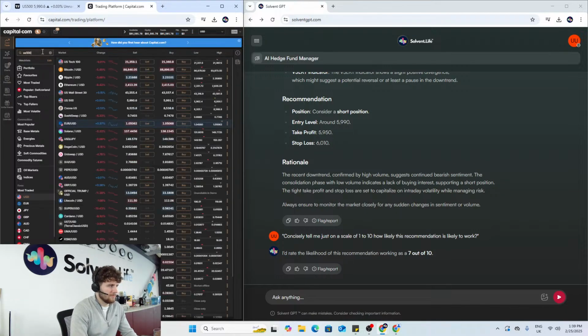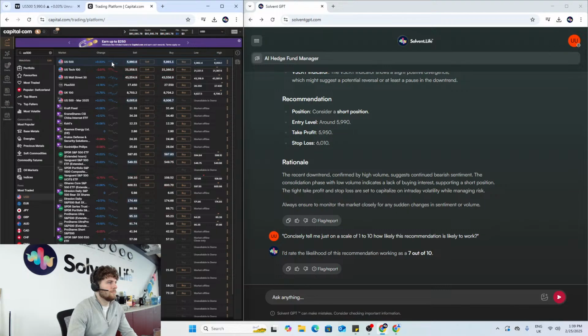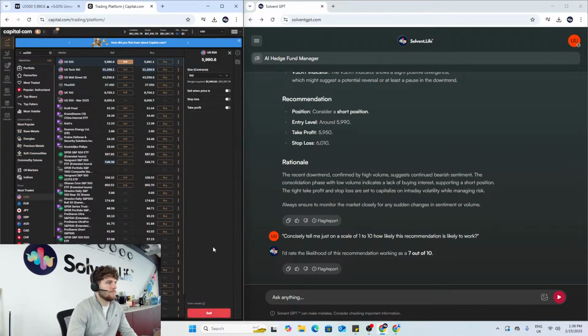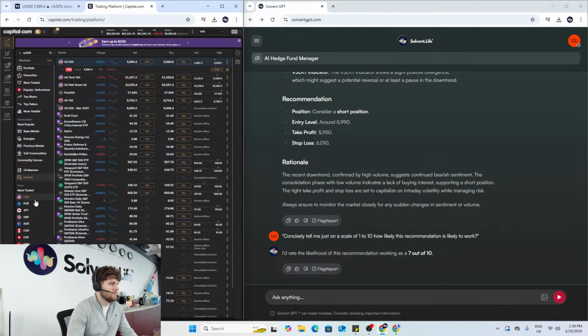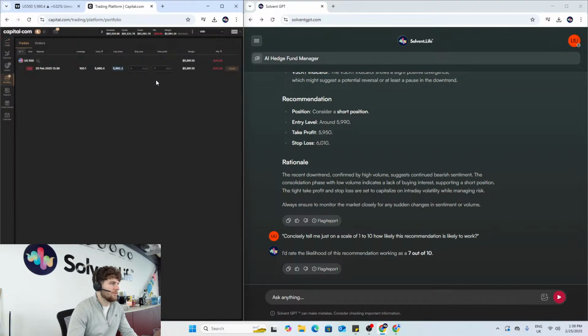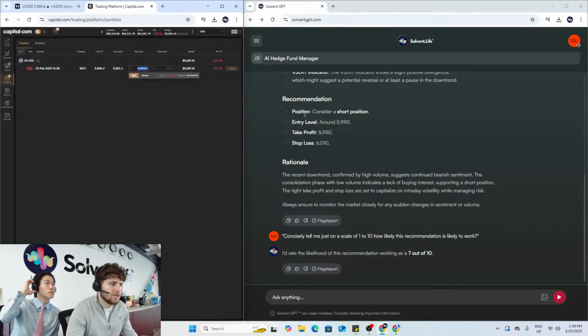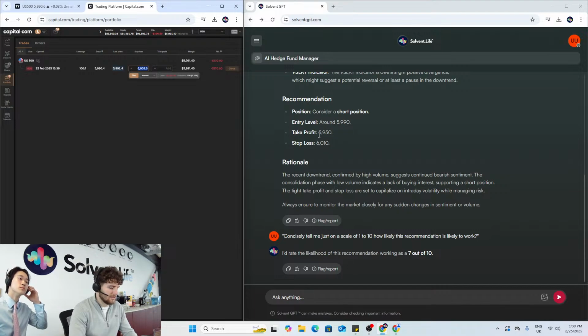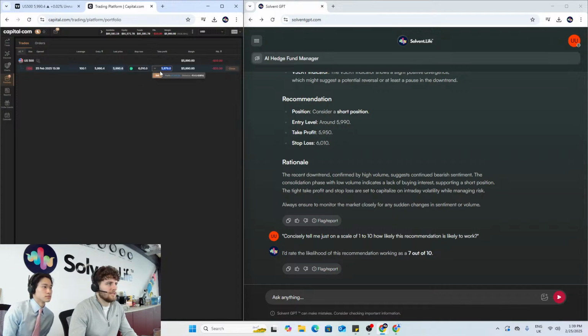So yes, US 500. Fantastic. So we're just going to open that trade up. We'll just adjust our stop loss, so that needs to be 6010. And we need to set our take profit to 5950. Fantastic.